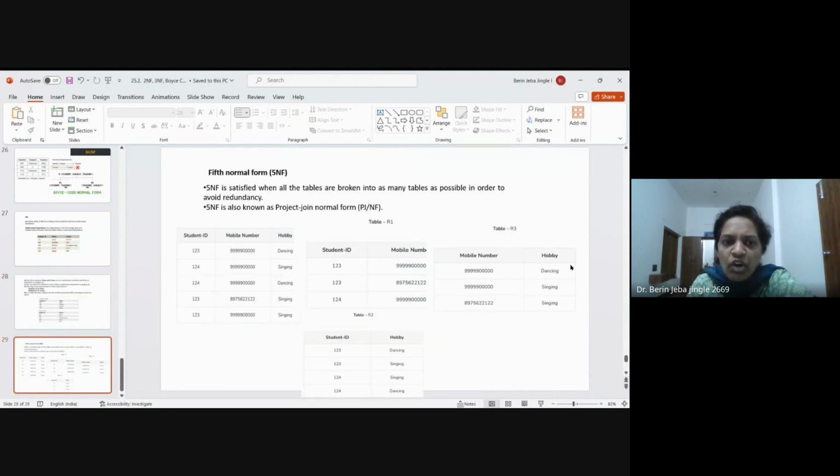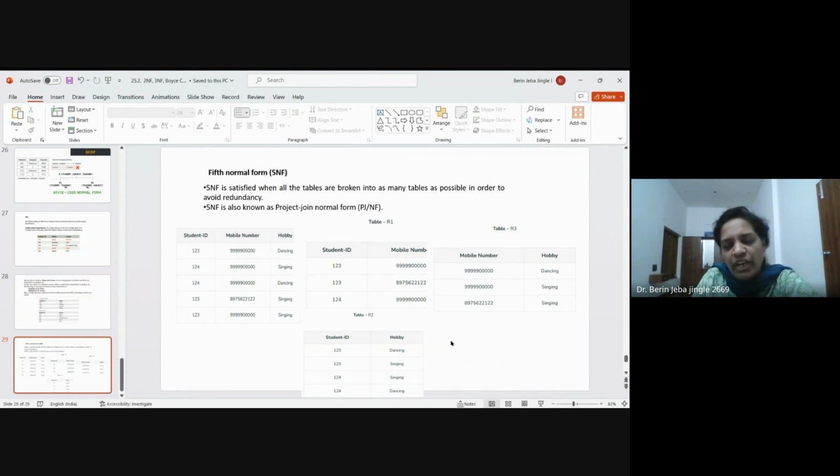Then what is fifth normal form? 5NF. Just like 4NF, all the tables are broken down into as many tables as possible in order to avoid redundancy. So 5NF is also known as the project join normal form, PJ normal form. So this is the table given, and here student ID and mobile number take us one table. Then mobile number and hobby as one table. Then student ID and hobby as another table.